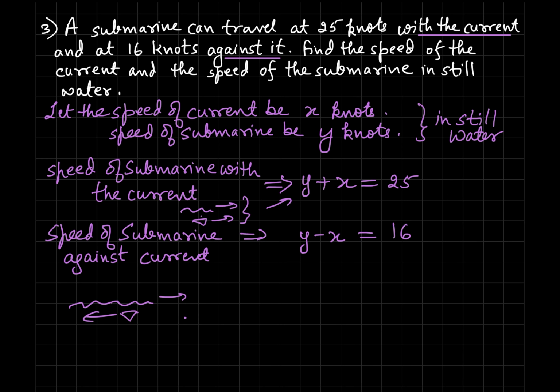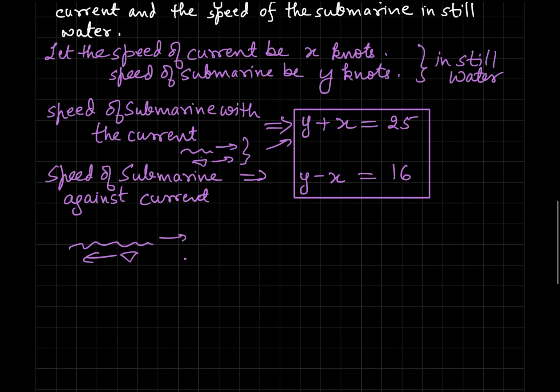So now our task is simple. We have to solve these two simultaneous equations and we will get the speed of current and speed of submarine. So it's very simple. This is equation number 1. This is equation number 2. I will simply add it because I can see clearly this is plus x and minus x. When I add, then x would be eliminated.